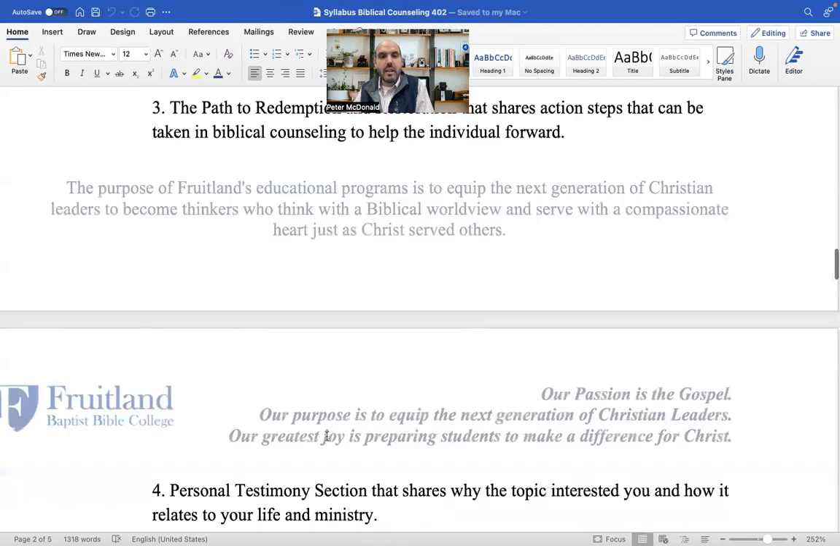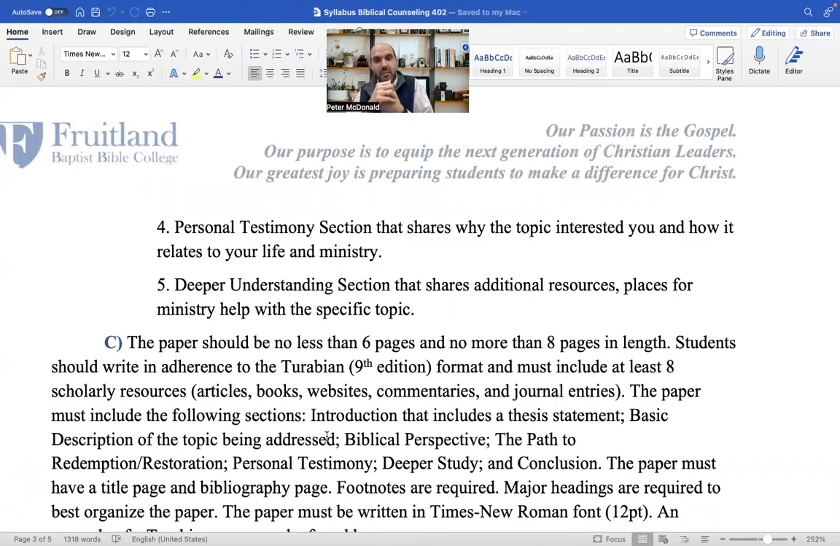And then there's going to be a personal testimony section. You're going to share why this topic interests you and how it relates to your life and ministry. And then this final section that's with the project is a deeper understanding that shares additional resources, places for ministry help with a specific topic. This is the basis for your project.